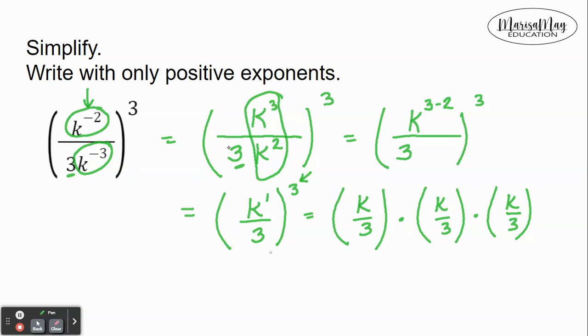Now, if you multiply across the top, k times k times k gives you k to the third. And then on the bottom, you've got 3 times 3, which is 9, times 3 again is 27. And this is our final answer here: k to the third divided by 27.